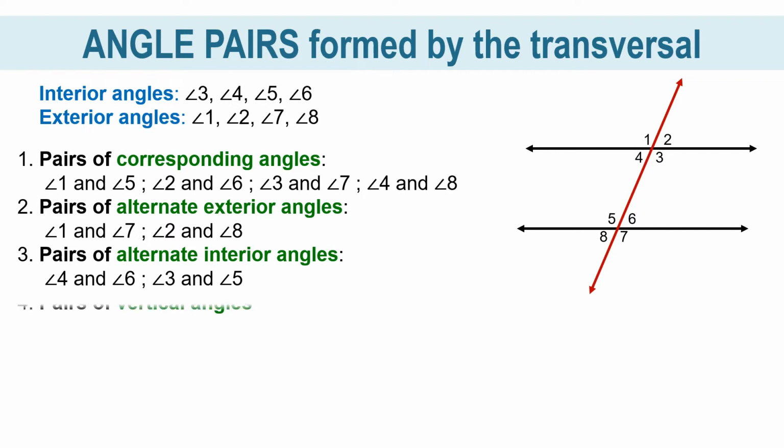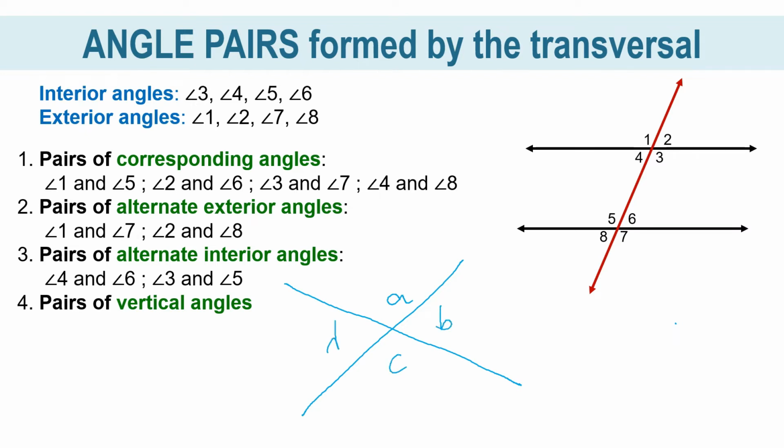Next pair of angles, we have pairs of vertical angles. If, for example, we have intersecting lines, we have angles A, B, C, and D. Vertical angles here are A and C, the opposite angles. And then B can be paired with angle D. So they are also vertical.